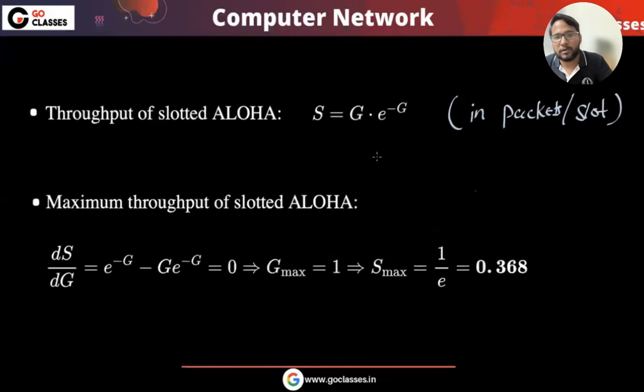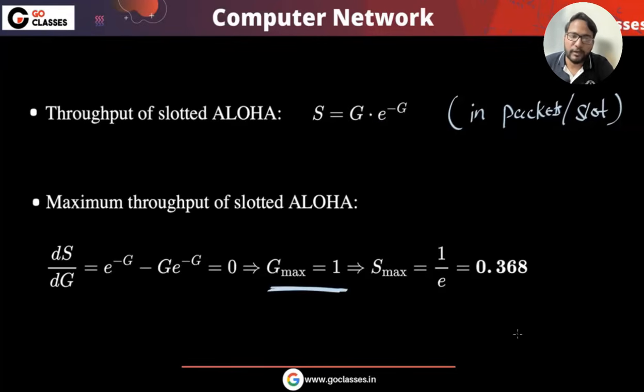Now, this is a throughput. If you want the maximum throughput, then for what value of G do you get it? You just differentiate it and set it to 0, and G comes out to be 1. It means that if you plug in the G value of 1 here, the maximum throughput comes out to be 1 upon e.